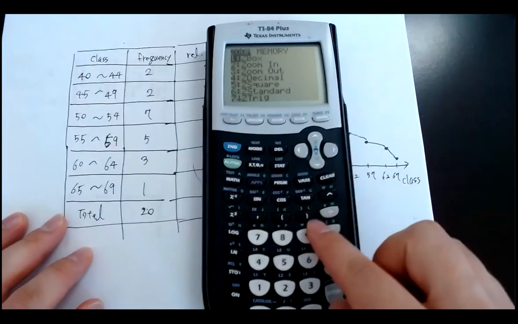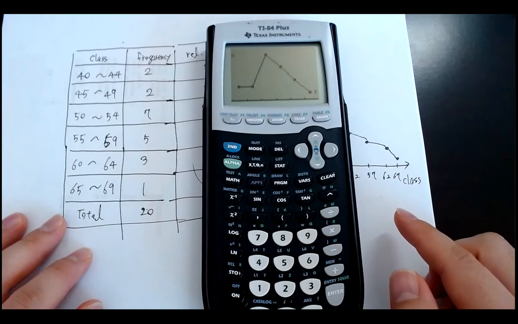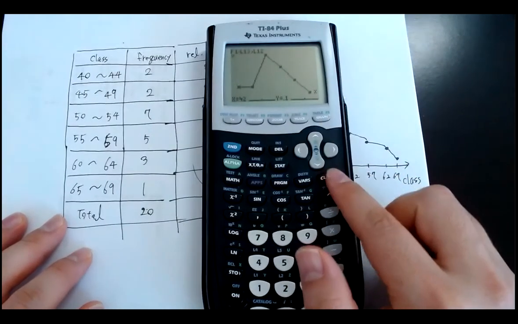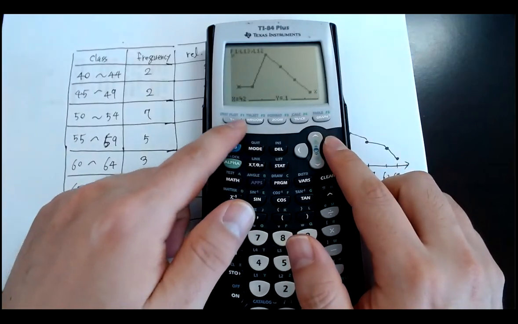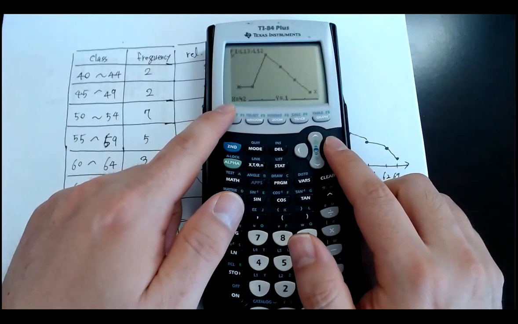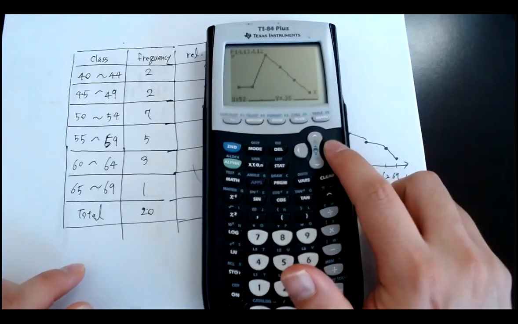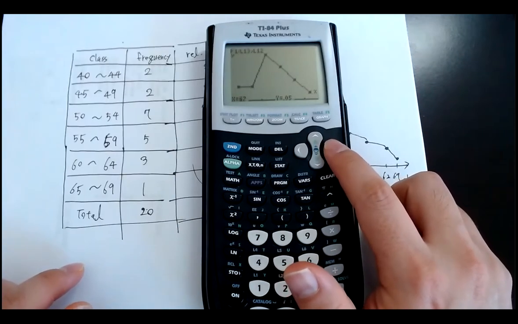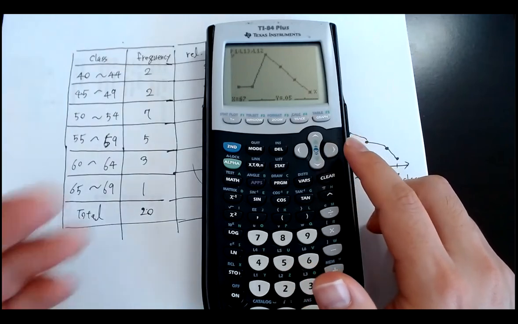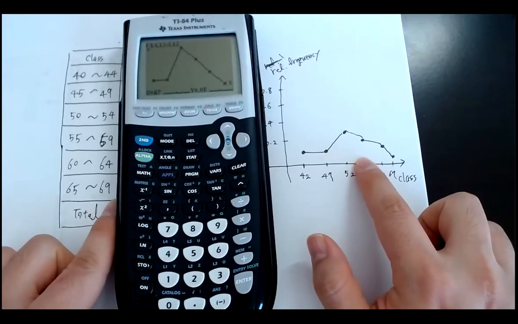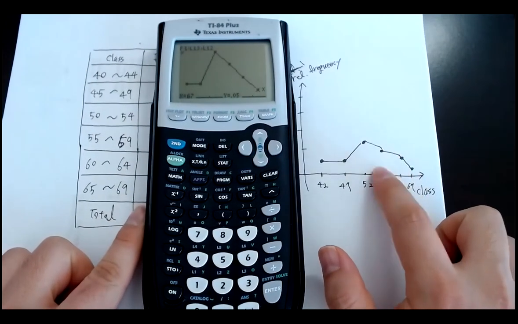And then press zoom, then press number 9. Okay, we got this, and then we just press trace. Okay, let's see. So we see that for the first one, the x value is 42 and the y value is 0.1. Okay, so that's more accurate. The graph is more accurate than this one that was drawn by hand.